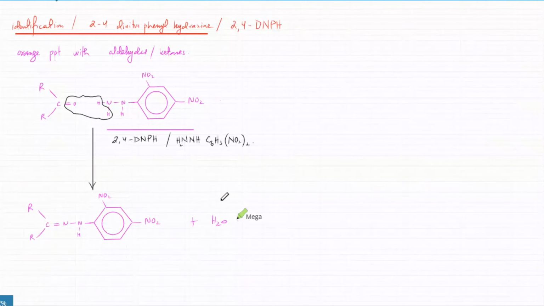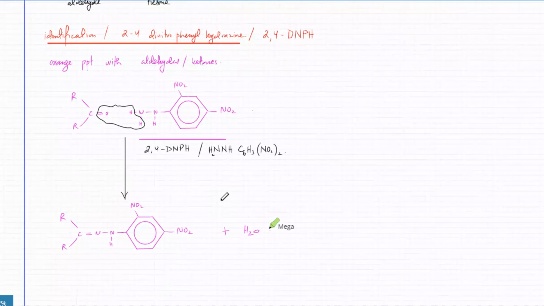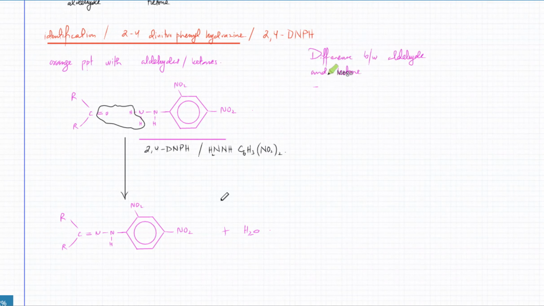So there's this major difference between aldehyde and ketones. Once you identify a carbonyl compound, the next step is always, how do you differentiate between the two? The difference between aldehydes and ketones is one of them gets oxidized, the other doesn't. So aldehydes get oxidized and ketones don't.